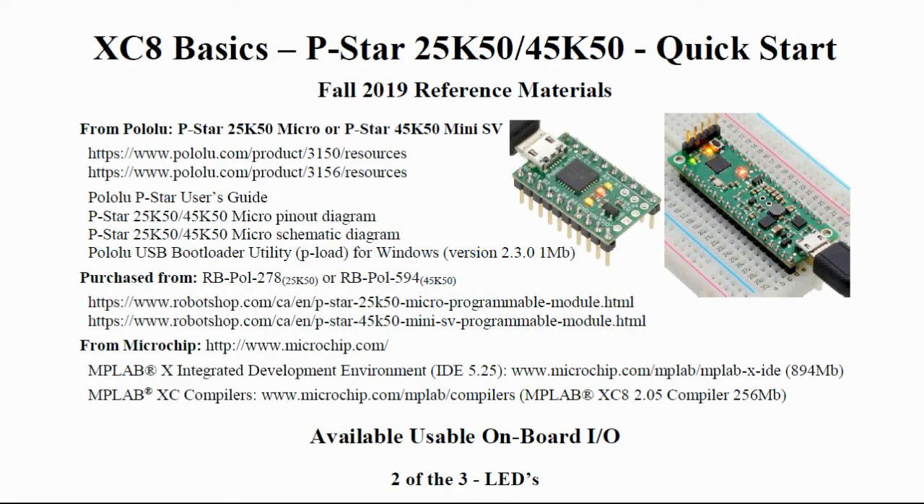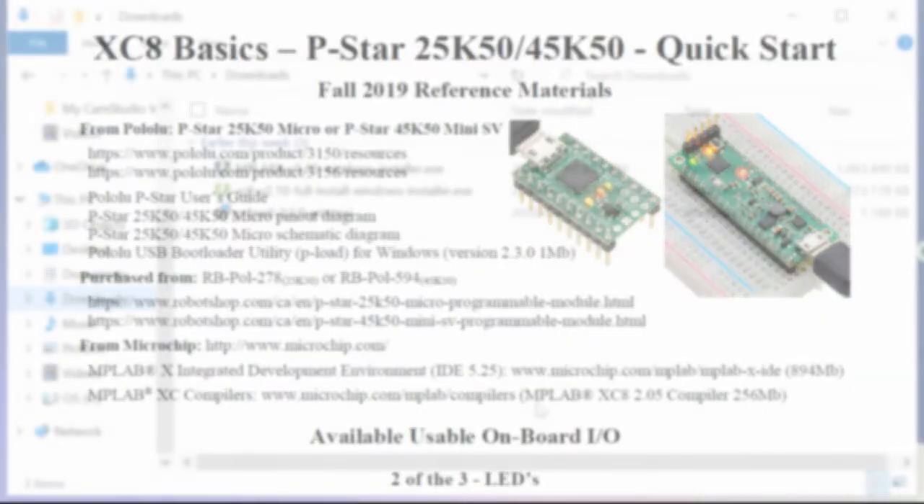In this video, the second in the XC8 Basics series, I want to show you where we can find the software necessary to run our exercises. So from Pololu, we need to find the USB bootloader utility called pload. And then from Microchip, we need to find MPLAB X, Integrated Development Environment, referred to as an IDE. And we also need the XC Compiler. Once I've shown you how to download these, I'm going to show you how to install them.